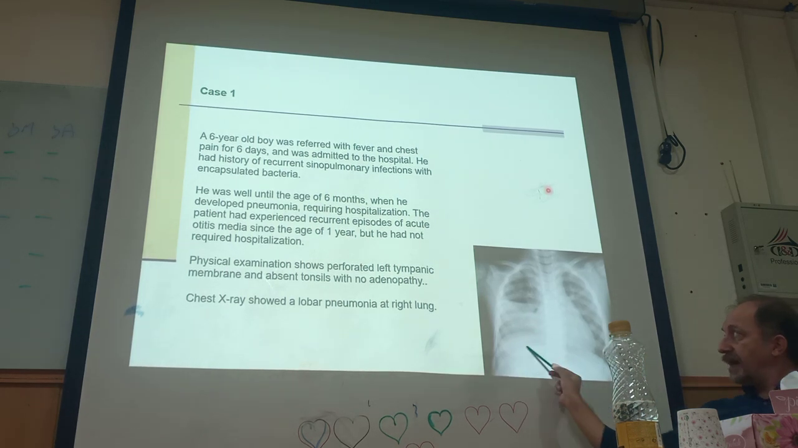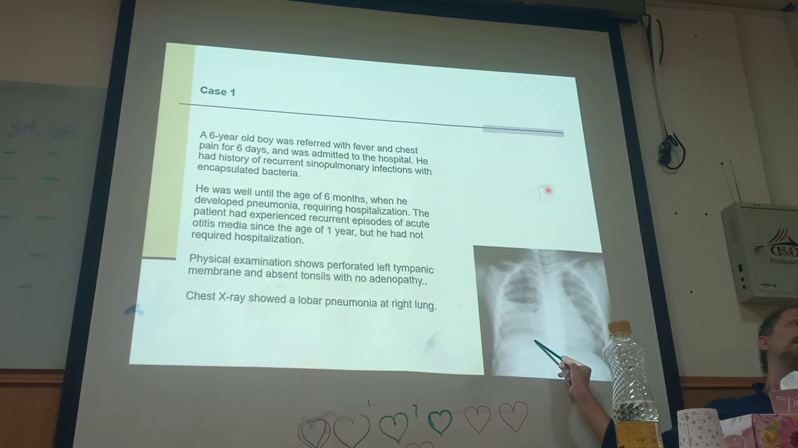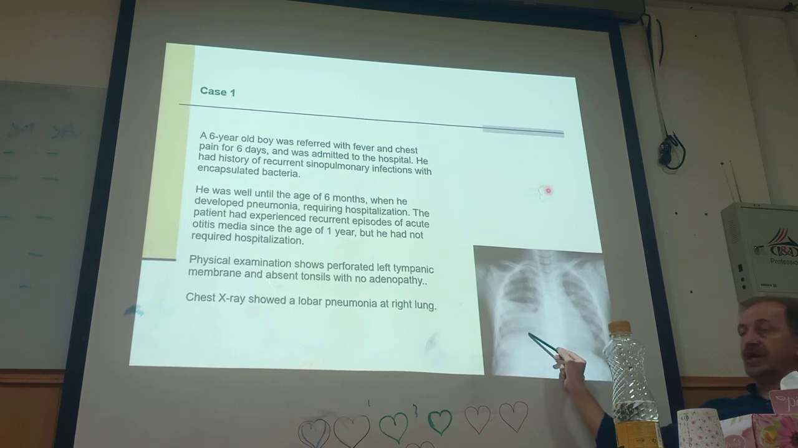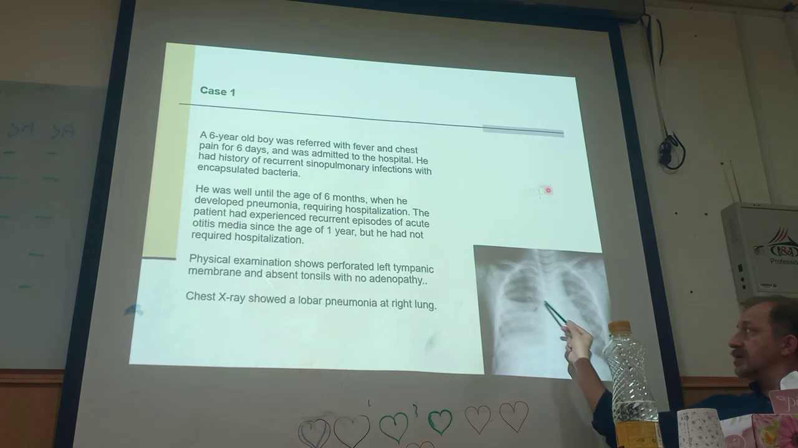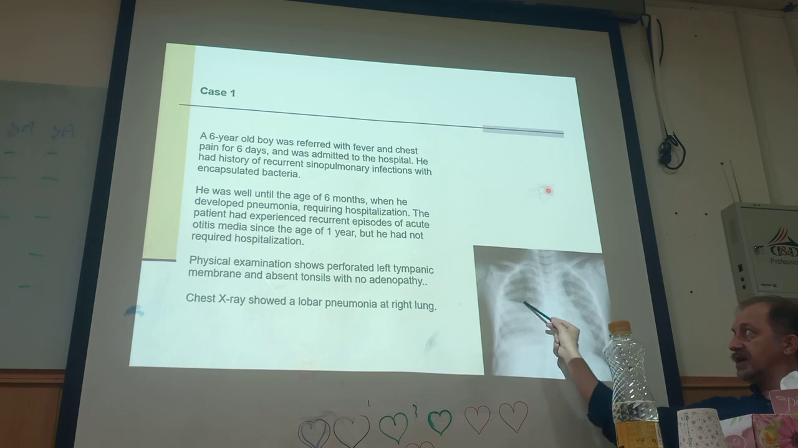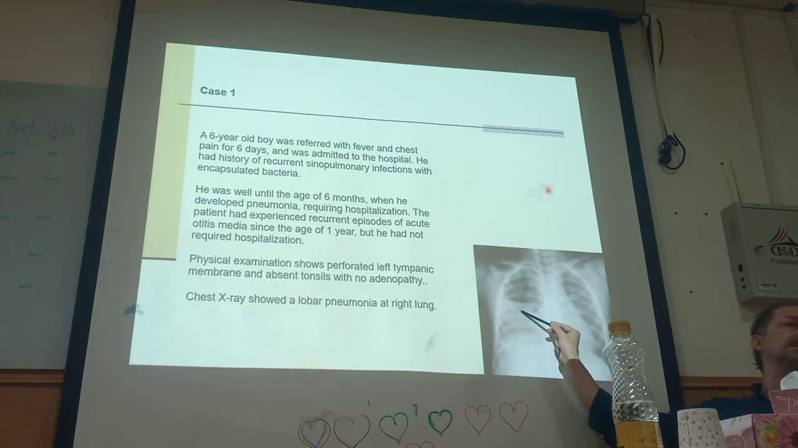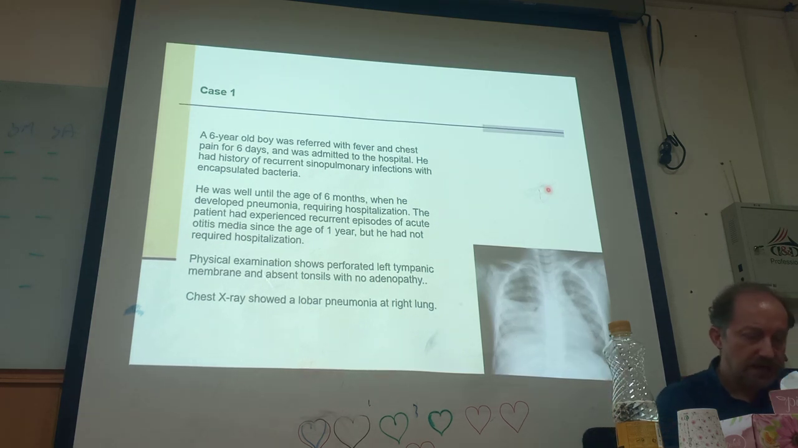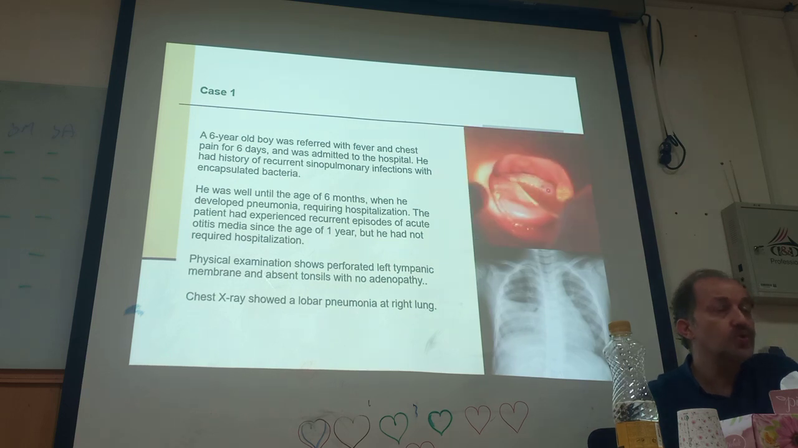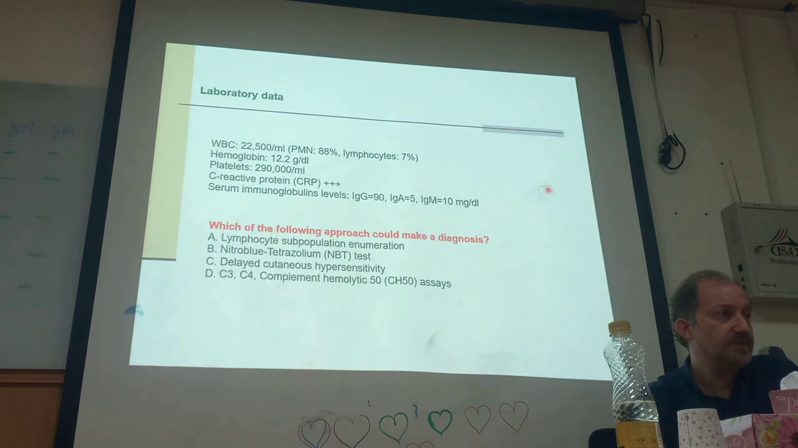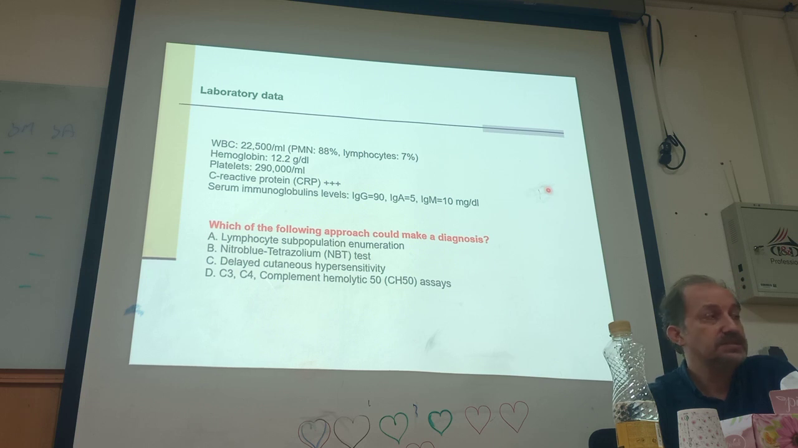You can see that there is opacity here. Can you see? It means that there is a lobar pneumonia in the right lung. It should be clear, but it's not clear. There is opacity. This is lobar pneumonia. And the patient has no tonsil. Okay? We checked the immunoglobulin level and we found that the patient has low IgG, low IgA, and low IgM.